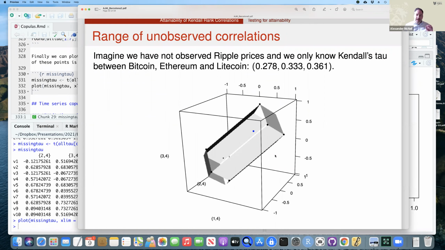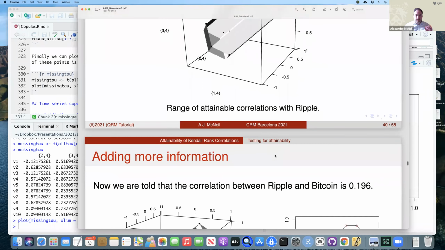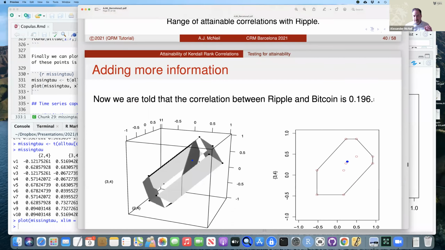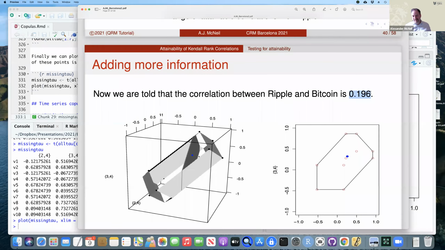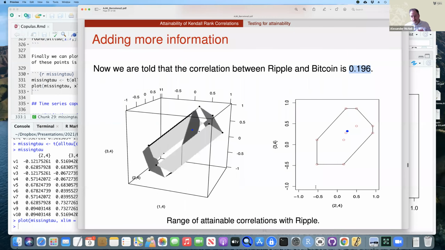If the expert comes along and fixes a value, I took a different value here, I took the value in the data. So this time, instead of 0.6, the expert now says it's 0.196. As soon as you fix that, it's like taking a section through this. And then you see that there is a set here, and the permissible values for the two remaining correlations are in this set. And you can't have anything outside. So there are some tools here for helping experts make sure that they specify consistent systems of correlation.